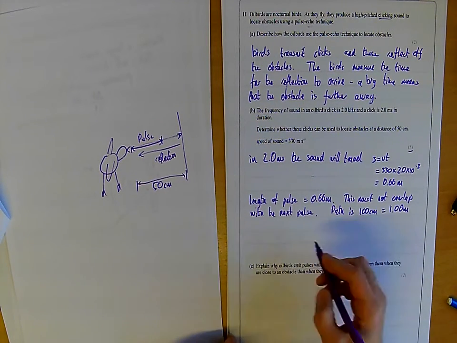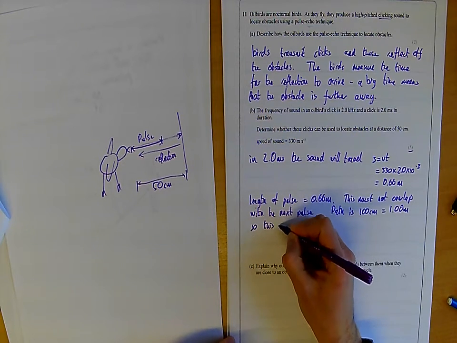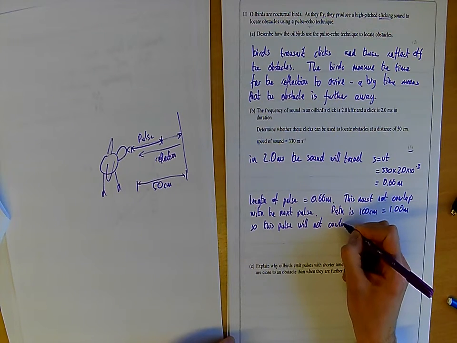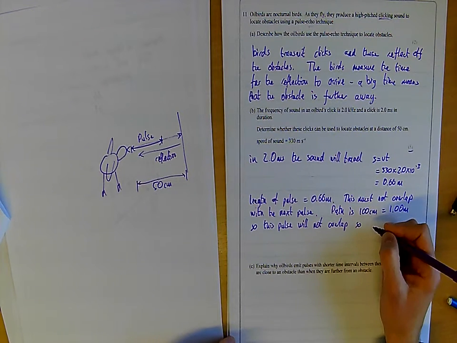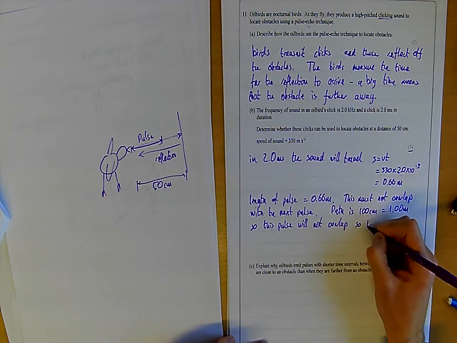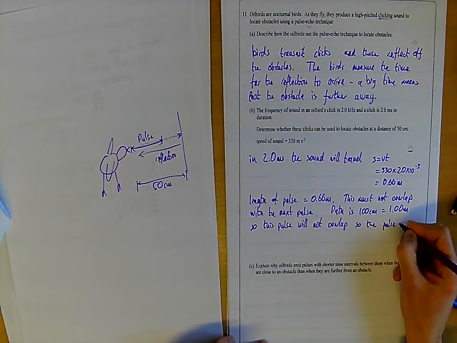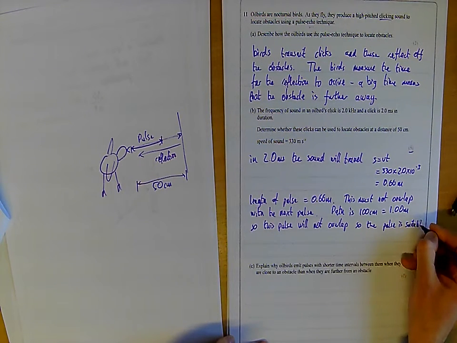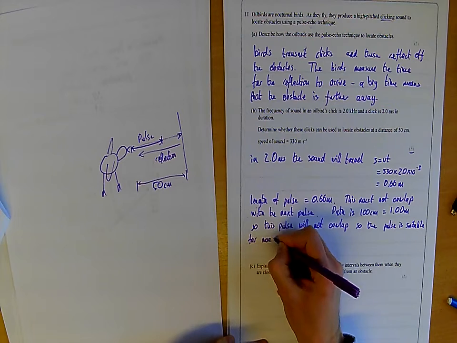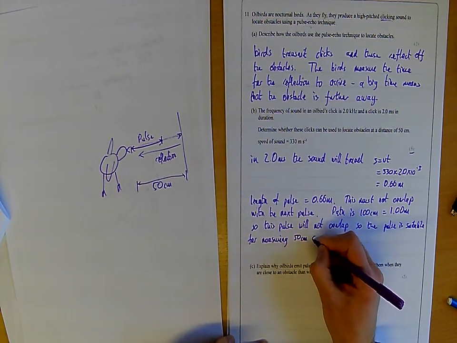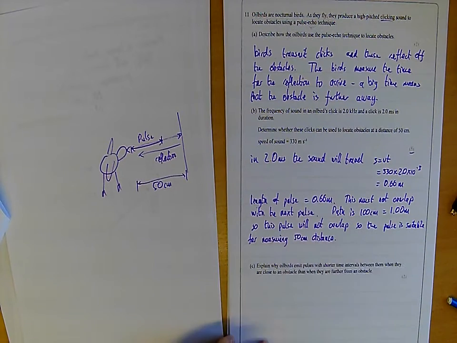The path is 1 metre, so this pulse will not overlap. So the pulse is suitable for measuring a 50 centimetre distance. Now the other piece of information they've given us is the frequency.